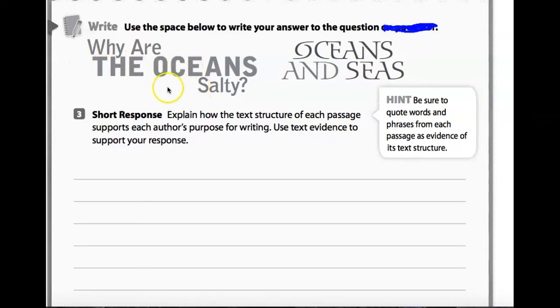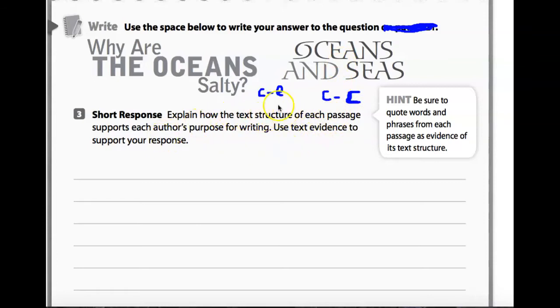All right, so why are the oceans salty? Oceans and seas. Okay, you're going to use those two passages. And you're going to write a response to this on this page. So explain how the text structure, remember what that is, cause and effect. I'm just going to write a C and an E. Cause and effect is one text structure. And I believe we said that why the oceans are salty had that one. And compare and then contrast. You can look back up and see these. Okay, that was in Oceans and Seas.